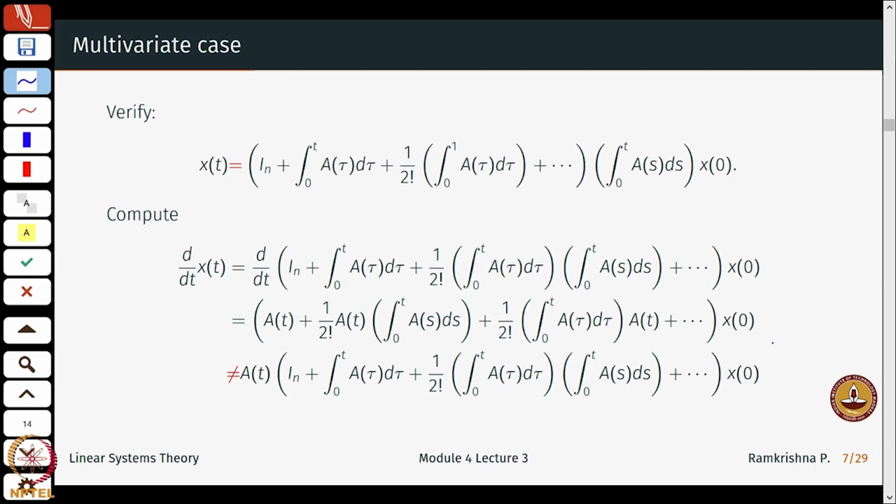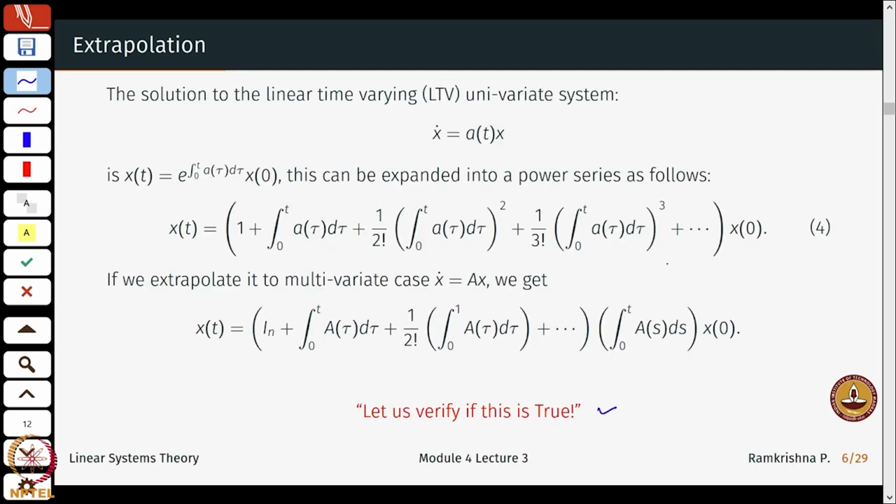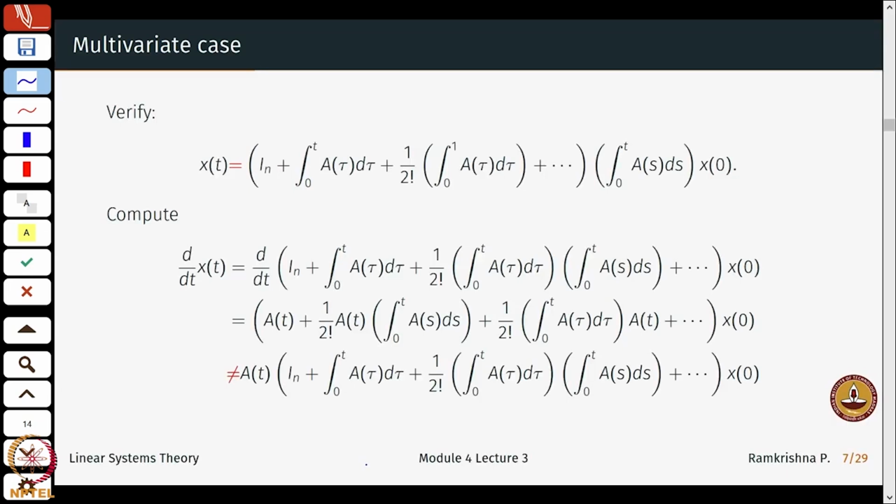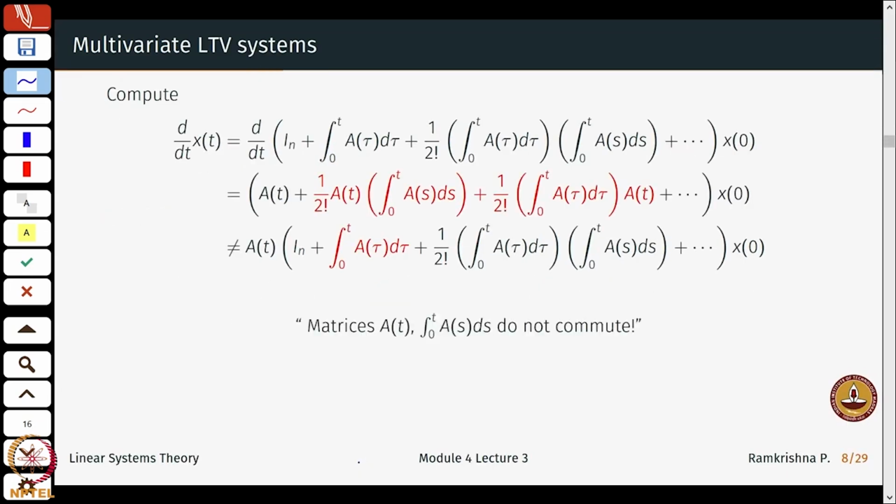I will skip the computations, but they are written down quite nicely here. What we find is that if I just extrapolate this by replacing small a with a capital A, it turns out that this is actually not the solution. That is essentially because these matrices do not commute. Therefore, the solution to the vector differential equation x dot of t equals A of t times x of t cannot be directly obtained by extrapolating the scalar or univariate case.